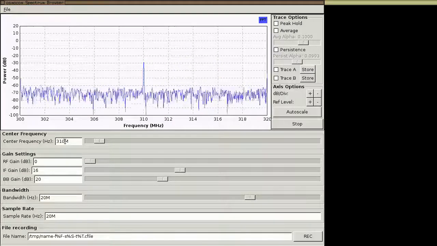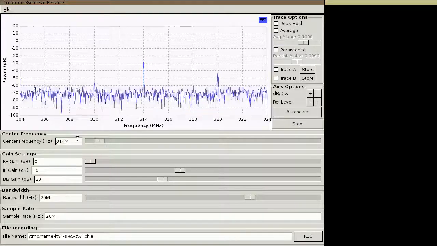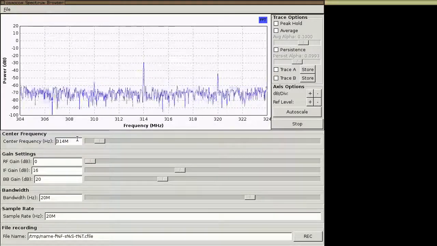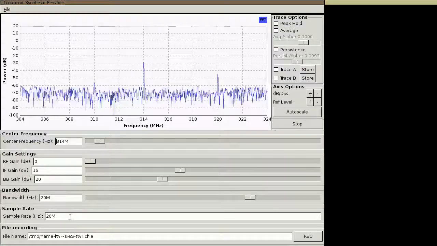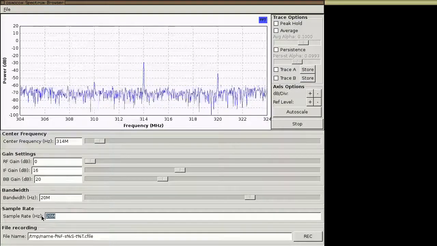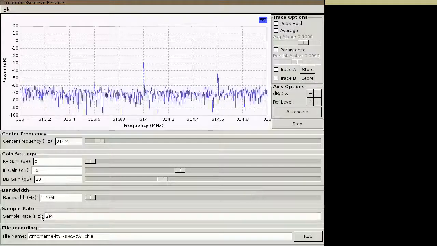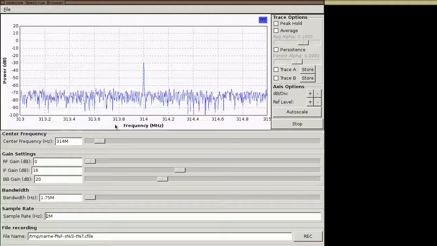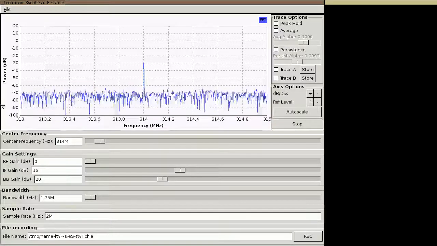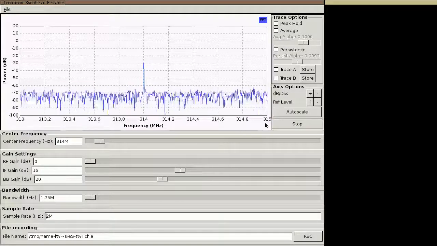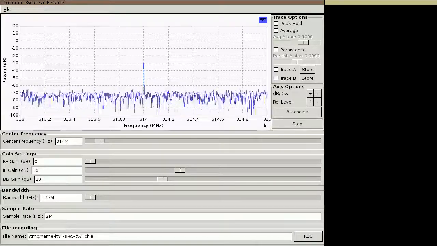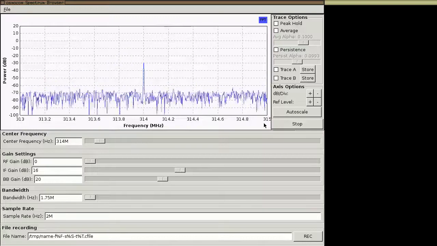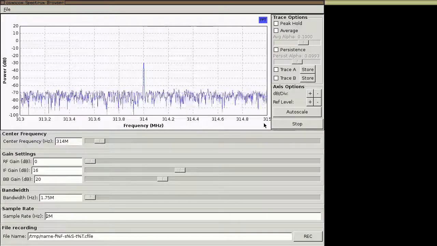I could tune to 314 megahertz, and now you can see that that is just really close to my center frequency there. I'm going to reduce my sample rate down, which will reduce the amount of visible bandwidth. Now I'm looking at 2 million samples per second, which gives me 2 megahertz of bandwidth from 313 to 315. And if I push the button on the remote keyless entry device, you can see, isn't that interesting? I see 2 different peaks.